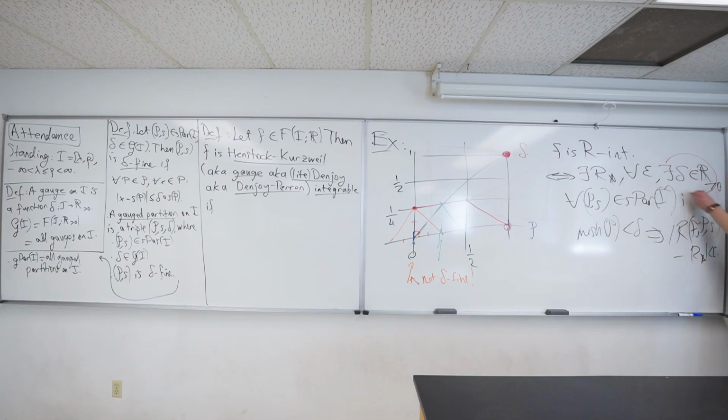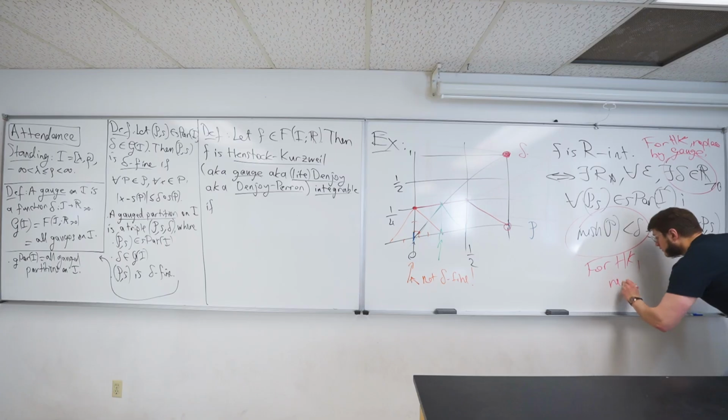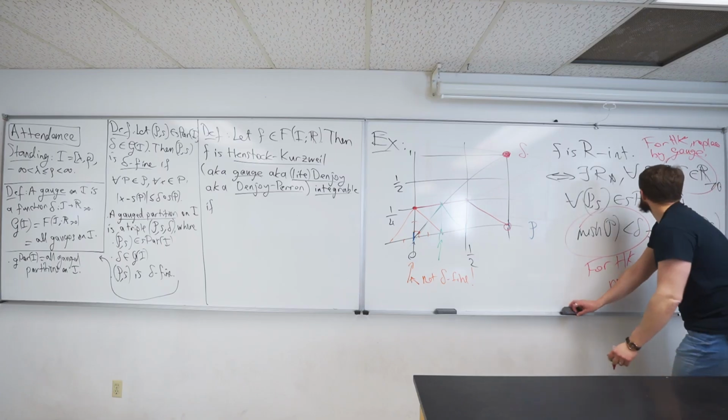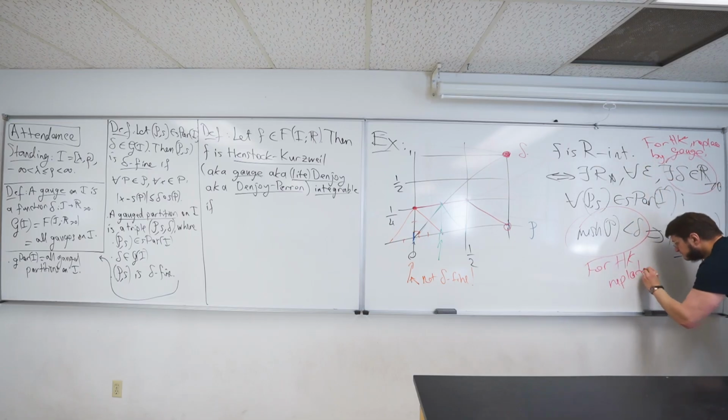So I'll write it here. For HK, replace this delta by a gauge. And we're going to have to adjust this as well accordingly. Okay? Instead of saying the mesh of P is bounded by delta, we're just going to replace this by delta-fineness. Replace by delta-fineness.